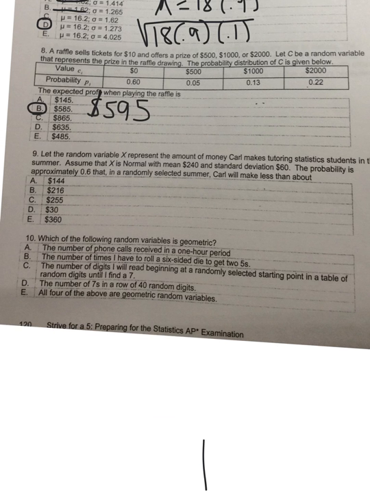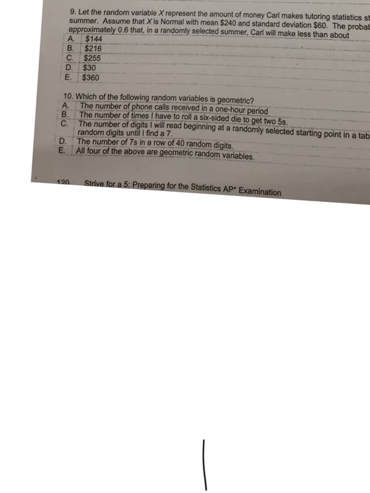Whoa. I'm going to save number 9 for a second. Let's do number 10. Okay. Which of the following random variables is geometric? Remember, you go until you win one time and then you stop. Okay. The number of phone calls received in a 1 hour period? Nope. That doesn't make sense. The number of times I have to roll a 6-sided die to get 2 5s? No.